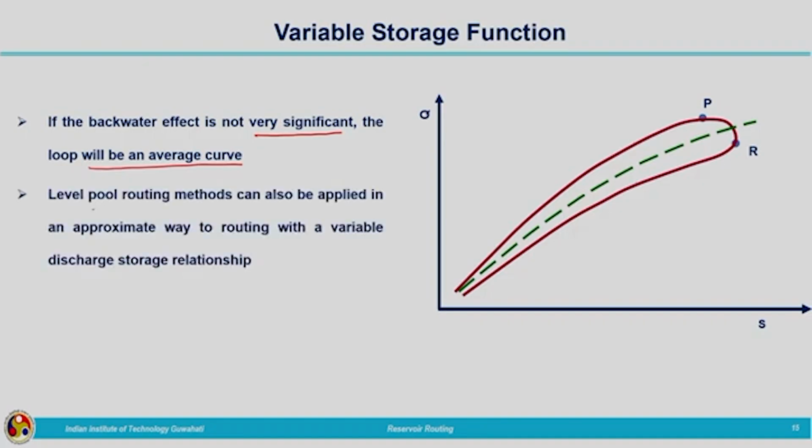In such cases, level pool routing methods can also be applied. Level pool routing is the one in which we have assumed an invariable storage function, and that can be applied in an approximate way to carry out the routing with a variable discharge storage relationship. The methodology will be similar to that of level pool routing, but for the storage function we will make use of the average curve of this storage discharge function.